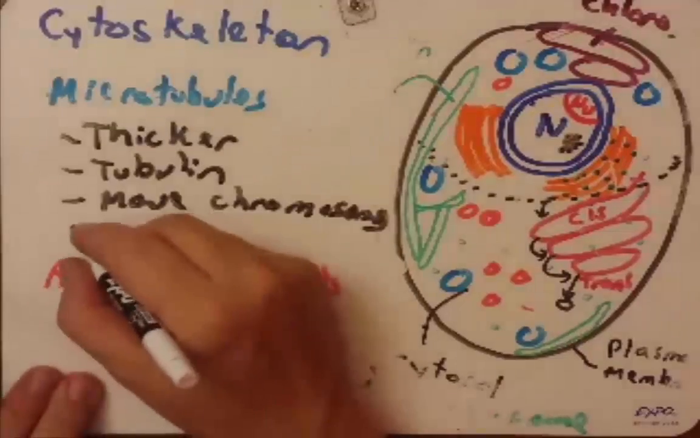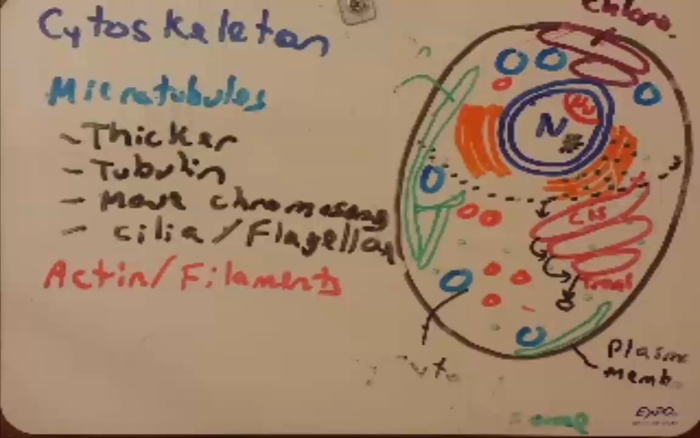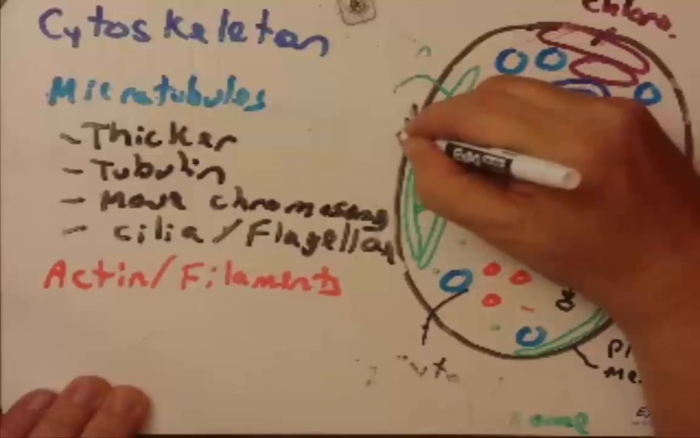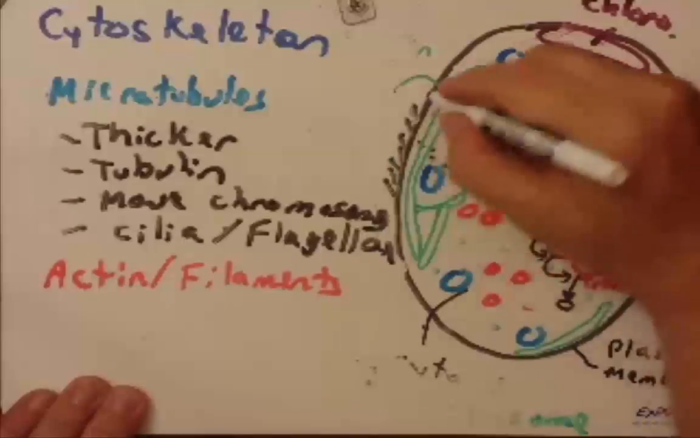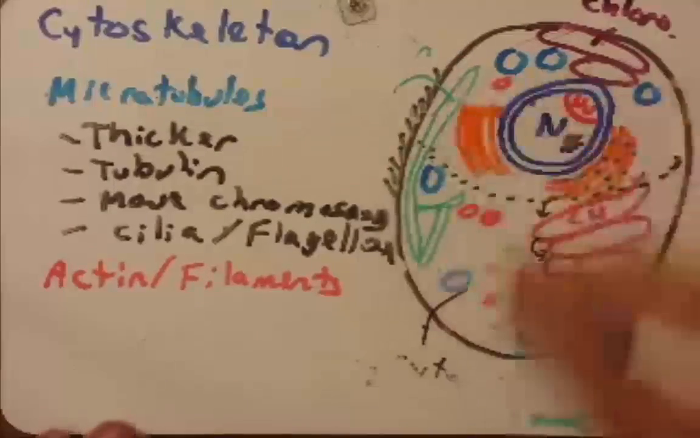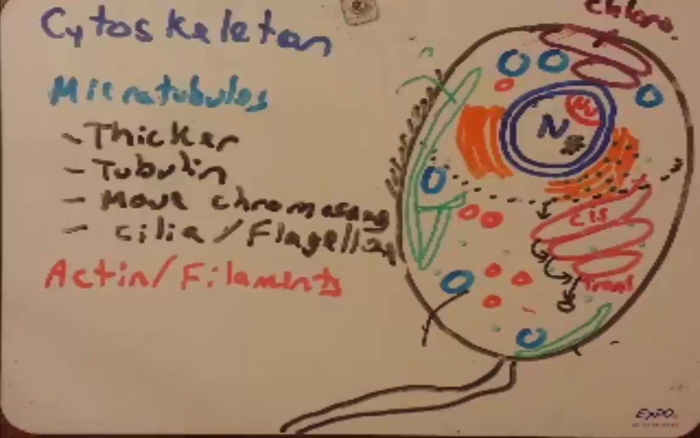We also see microtubules in cilia and flagella. So you might have cilia on the outside of the cell that may help direct movement of food or fluid around the cell. And the flagella may be at the one end of the cell to help allow movement of the whole cell.